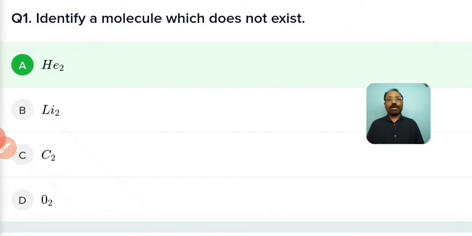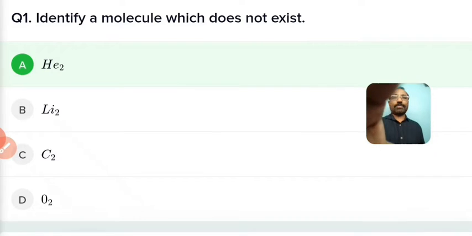And the bond order according to MOT theory is 0. Therefore, the right answer is A. In case of lithium, according to MOT theory, the bond order is 1. It exists. And in case of carbon, the bond order is 2. It also exists. And in case of O2, according to MOT theory, the bond order is 2. So according to MOT theory, He2 does not exist because the bond order is 0.